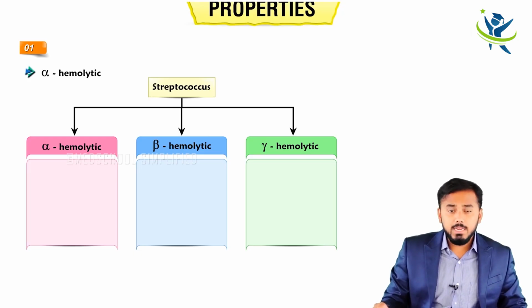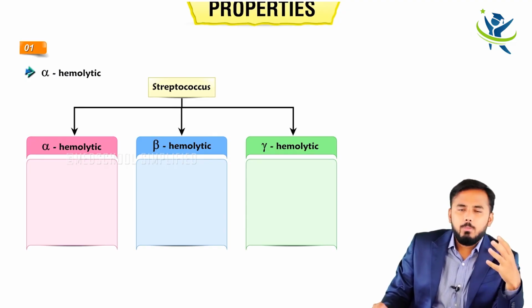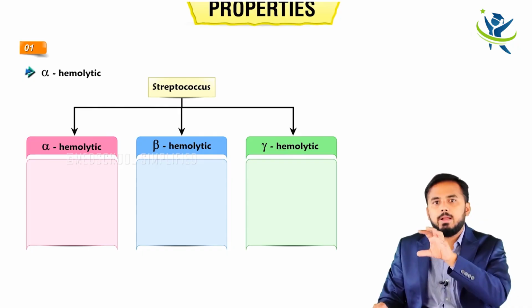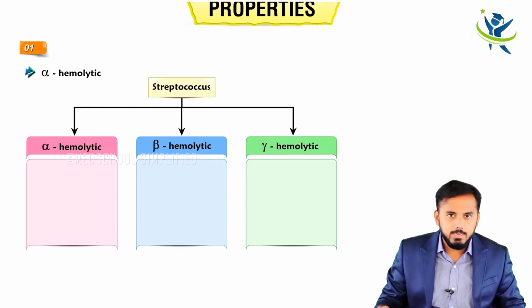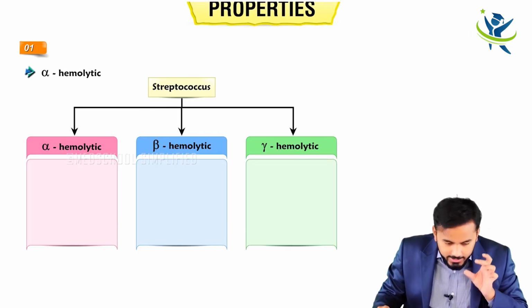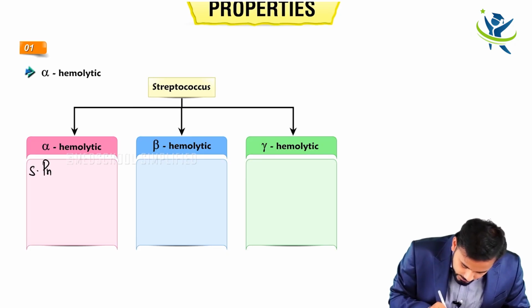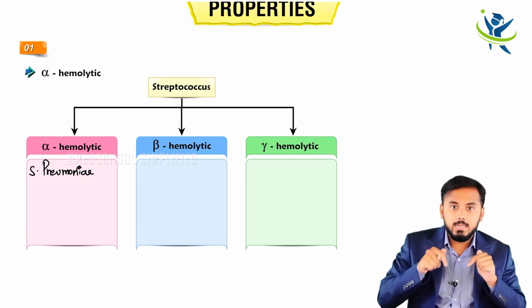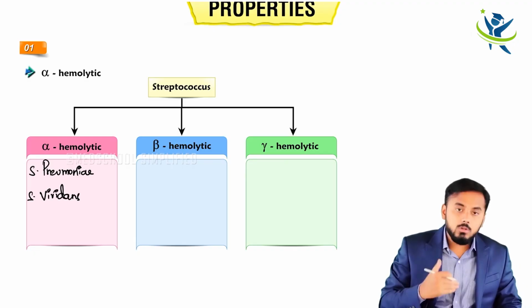Regarding hemolysis, every bacteria has some property. Some bacteria are alpha hemolytic, some are beta hemolytic, some are gamma hemolytic. First of all, let us differentiate the examples, then discuss the concept in detail. What are the examples of alpha hemolytic bacteria? One is S. pneumoniae, Streptococcus pneumoniae, which is alpha hemolytic. The current topic is alpha hemolytic. Next one is Streptococcus viridans, which is also alpha hemolytic.